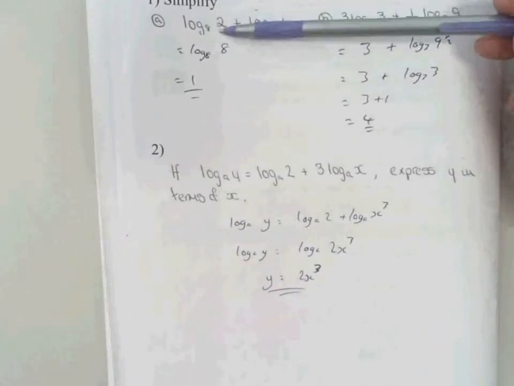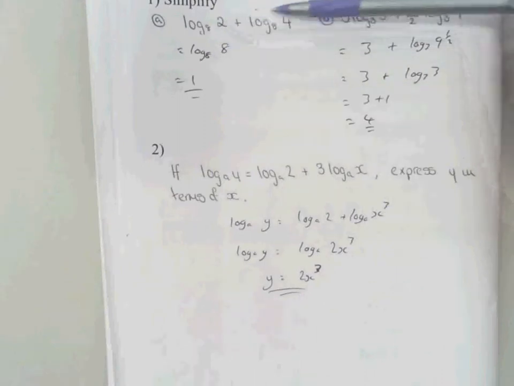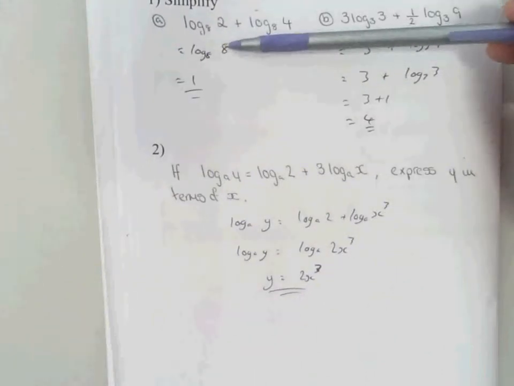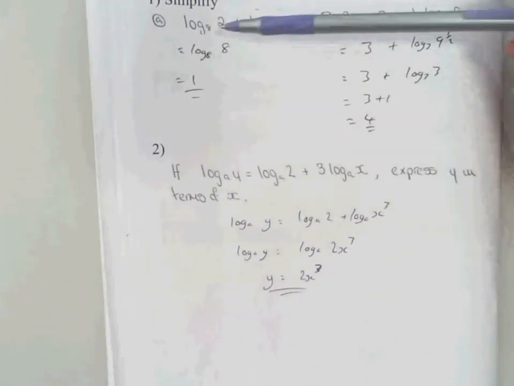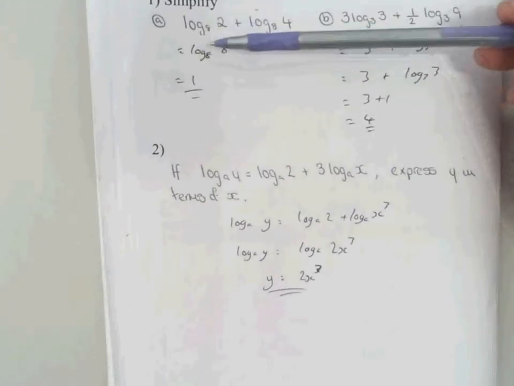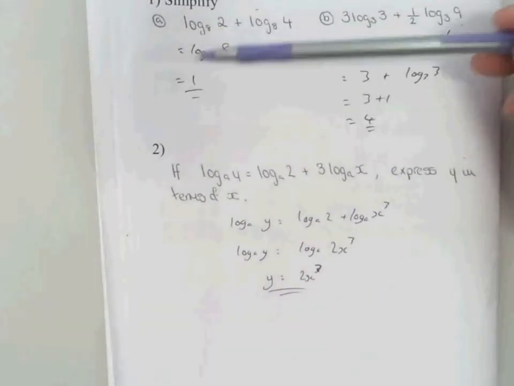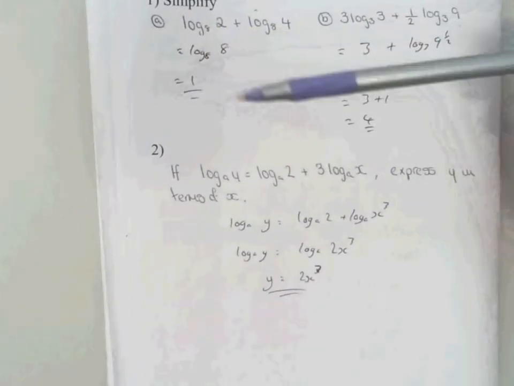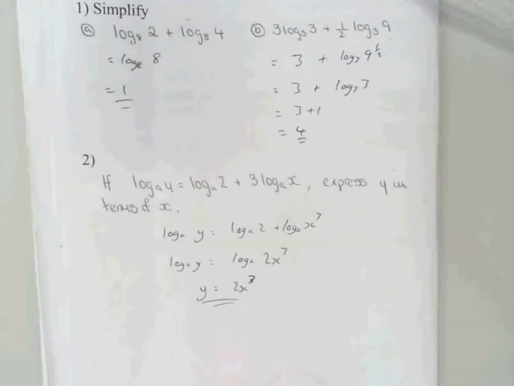Okay, so hopefully you've tried them and unpaused the video. So log to the base 8 of 2 4s, which is log to the base 8 of 8. Again, that's rule 5 if we're calling it rule 5. So log to the base a of a is just 1. So log to the base 8 of 8 is just 1.